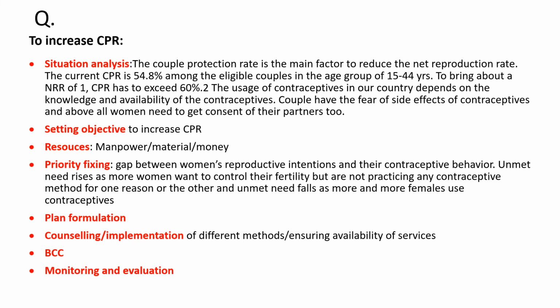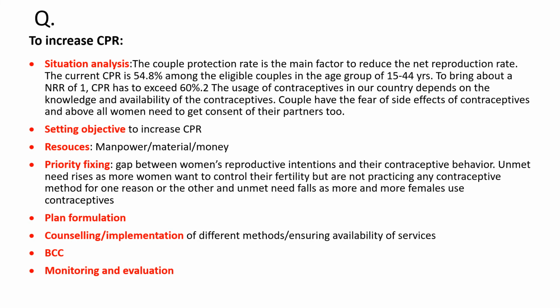As you know, the couple protection rate is the main factor to reduce the net reproduction rate, and you should be giving the figures for the same, national figures, and how the usage of contraceptives in our country depends on the knowledge and availability of the contraceptives. And the couple also have the fear of side effects of contraceptives at the same time. And the women often do not have the deciding powers. To get consent of the partner sometimes becomes a difficult issue. So the objective would be to increase the couple protection rate.